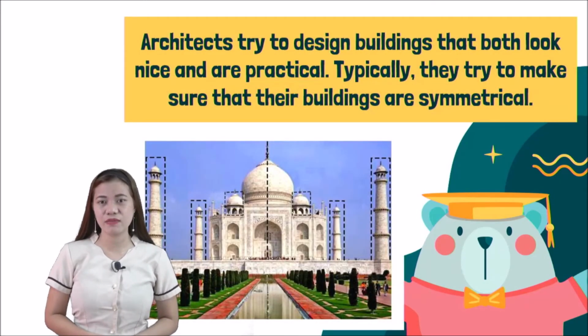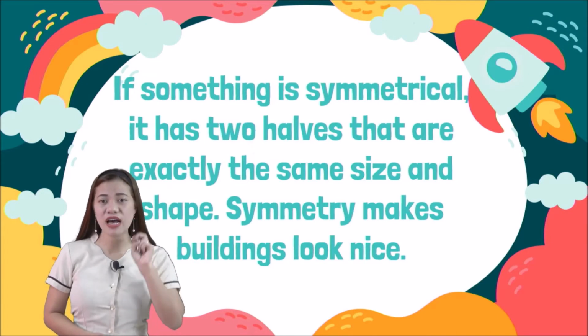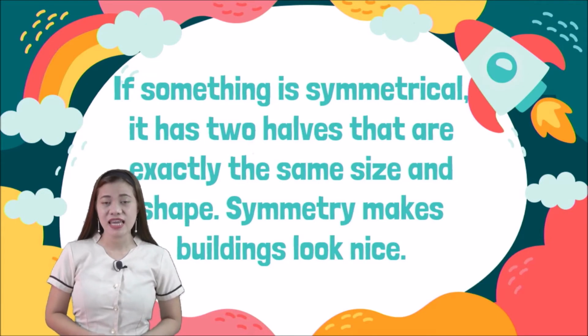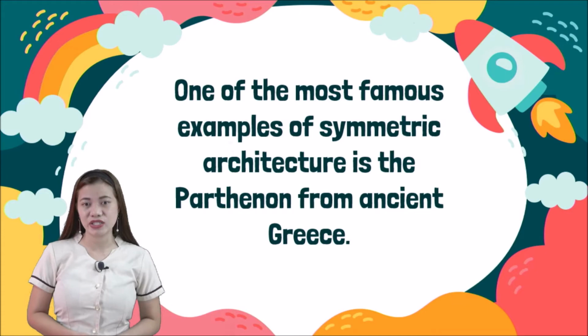Architects try to design buildings that both look nice and are practical. Typically, they try to make sure that their buildings are symmetrical. When we say symmetrical, kids, we can cut it into the same size and shape, okay? If something is symmetrical, it has two halves that are exactly the same size and shape, and symmetry makes buildings look nice. One of the most famous examples of symmetric architecture is the Parthenon from ancient Greece. So now let us look at the picture of the Parthenon.